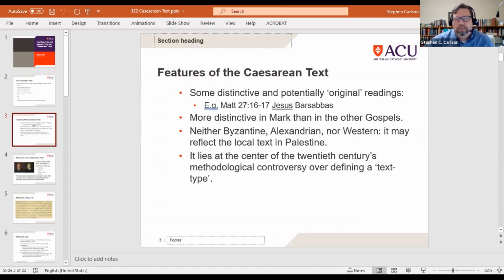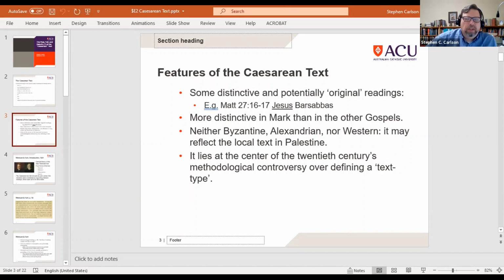And so one of the big ones is on the next slide. It has some distinctive and potentially, quote unquote, original readings. I'll let Peter problematize "original" if he wants to, but I think the most famous one is in Matthew 27, which refers to Barabbas, the robber that the crowd released instead of Jesus, and it gives him the name Jesus Barabbas. A lot of people think that may actually be original or the earliest reading, and later manuscripts took out the name Jesus because they didn't want him to be associated with the Son of God.